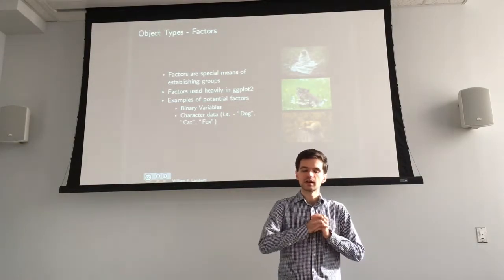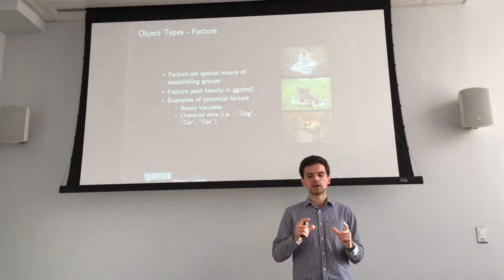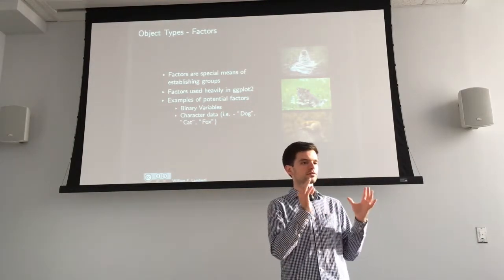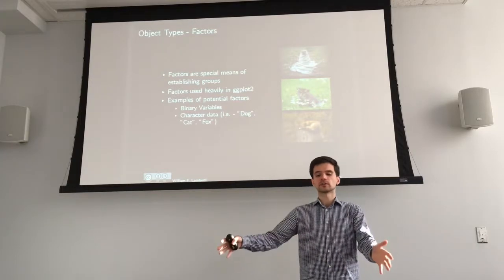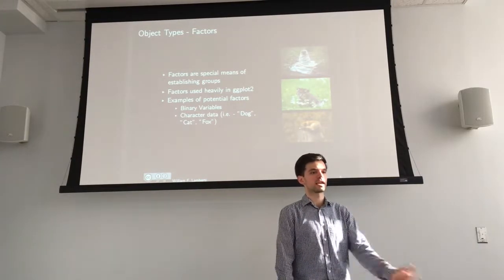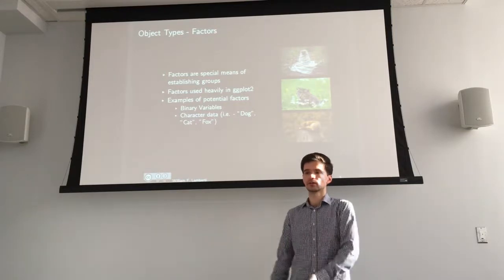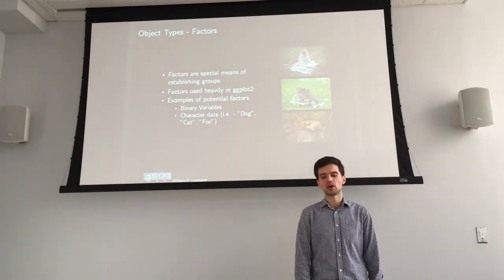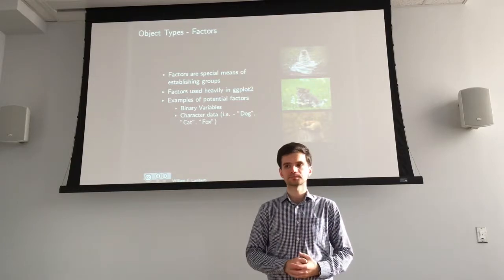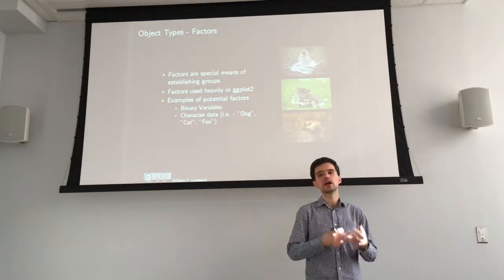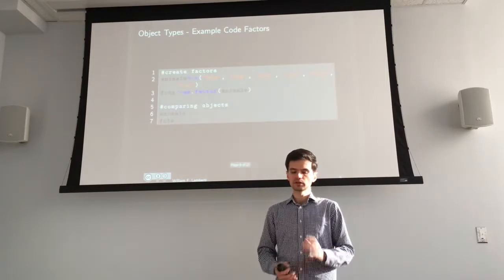So to get right into it, let's talk about factors. Factors are essentially special objects that enable R to know that you have groups or categories. So for example, if you have different fast food options, like hamburgers, pizza, hot dogs, right? Those are 3 categories. So those 3 factors would be hamburgers, hot dogs, pizza. Another one is dogs, cats, foxes. Those are 3 distinct animals. And so those would be 3 different factors. And factors are used a lot in ggplot2, which is why we'll be talking about factors today and understanding how they work. So let's do an example.